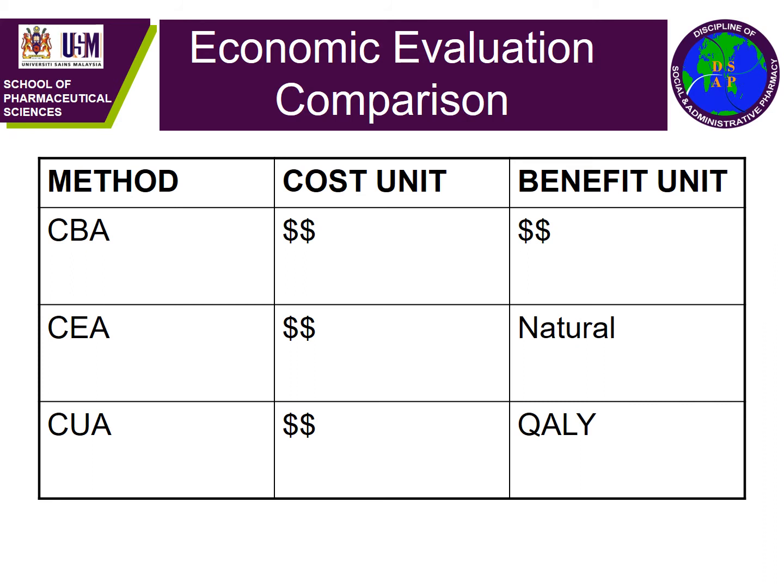In a nutshell, the difference between them is in terms of how they treat the benefit unit. In CBA, the benefit unit is in monetary form. In CEA, cost effectiveness analysis, the benefit unit is in natural form. And in cost utility analysis, the benefit unit is in quality adjusted life years.